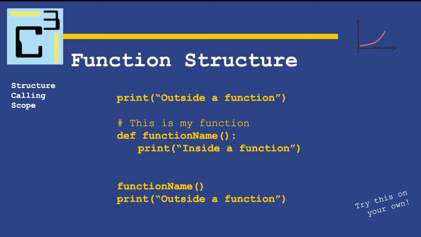In the function structure, we're going to take a look at three things: the structure, calling, and the scope, all within this example. The first thing we're going to take a look at is just the structure. So really pay attention to just right here. I don't want to click because I don't want it to jump to the next slide, but where you've got the comment, this is my function, and then it says def function name, parentheses, colon, and then print inside of function. This first line right here after the comment, def function name, parentheses, colon, is what we're looking at. This is the syntax for creating a function.